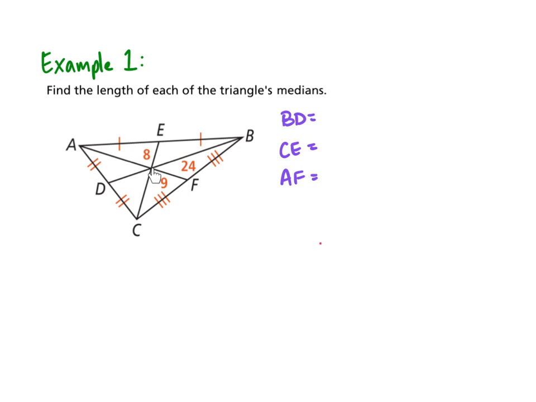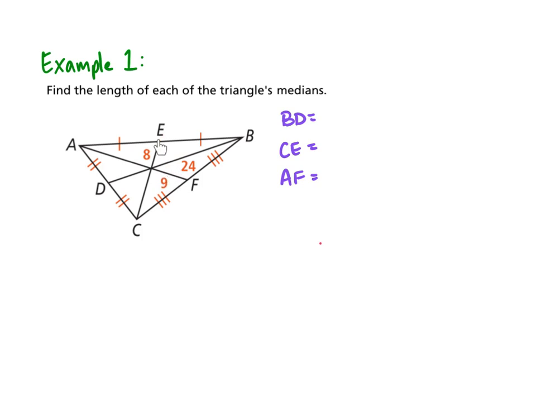Now the way I think of this is that the centroid breaks each median into two parts, a bigger part and then a smaller part. And the relationship is that the smaller part is always half of what the bigger part is. Or another way to say that, the bigger part is always double what the smaller part is.